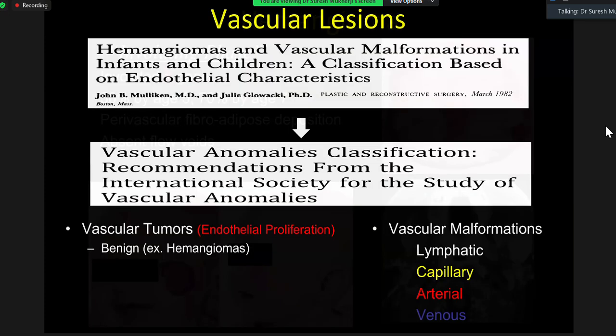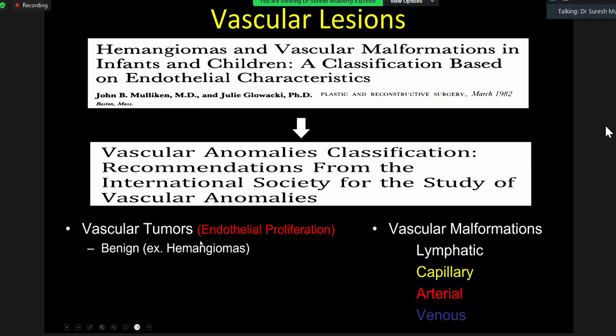So what we've done so far is spend a fair amount of time going over vascular tumors, and we know that a vascular tumor is formed by endothelial proliferation. The main thing we talked about were the hemangiomas, congenital and infantile hemangiomas. Now we're going to talk about the vascular malformations.